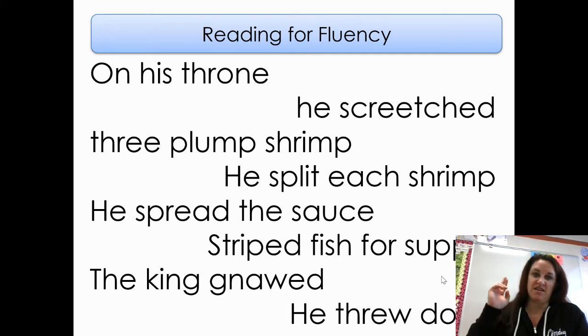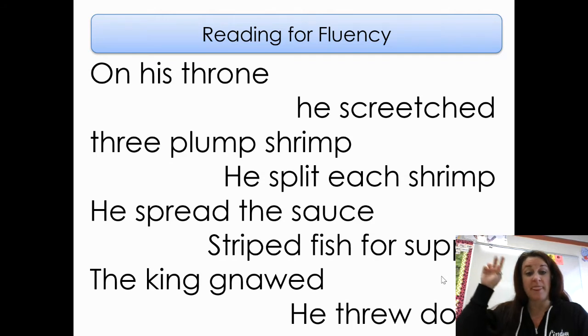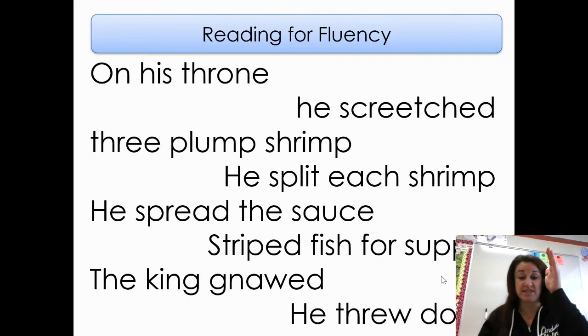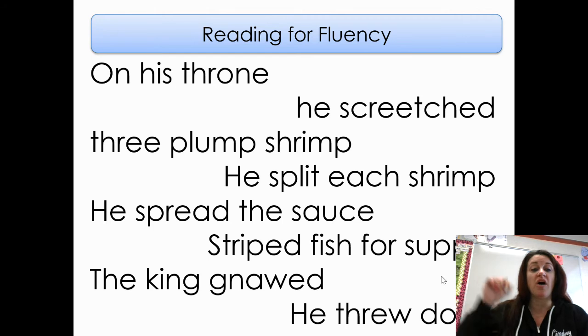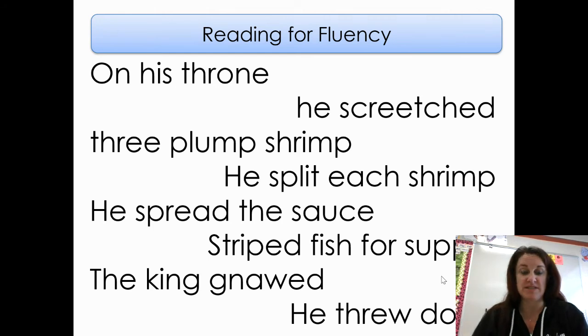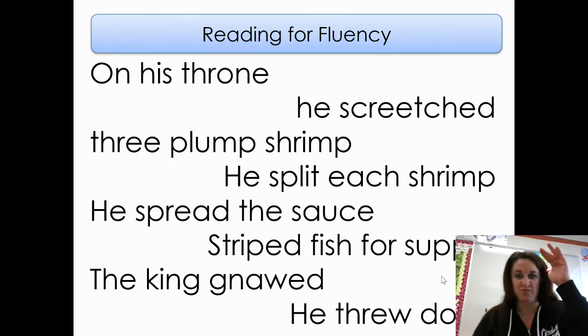Here are some of our phrases, and I know this looks just a tiny bit cramped. We're going to start on the left side, reading from top to bottom. So we'll start with on his throne and go down to the king gnawed. Then we'll come over to the right side, starting with he screeched and going down to he threw down. Ready? On his throne. Next one down. Three plump shrimp. Next row down. He spread the sauce. Next row. The king gnawed.